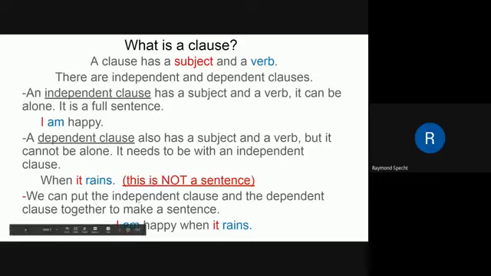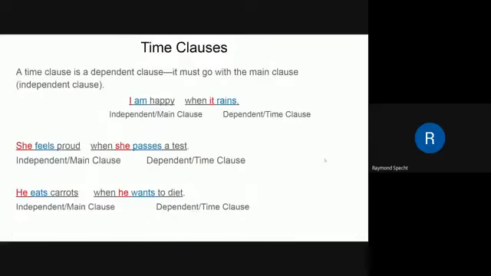We can put the independent clause and the dependent clause together to make a sentence. I am happy when it rains. All right, let's look at the next slide. All right, now it's talking about time clauses. I want to give you 2 minutes to go over this first, and then I will read it with you.